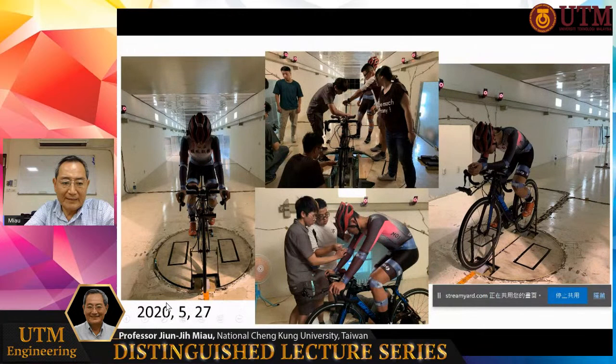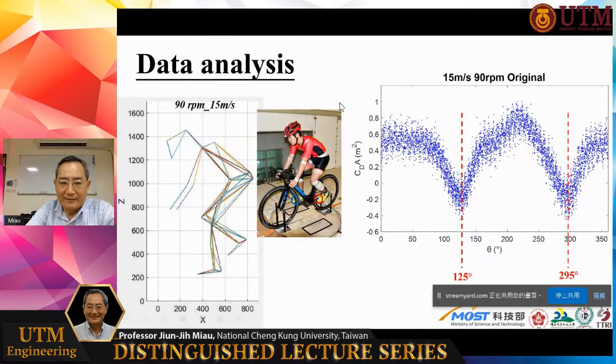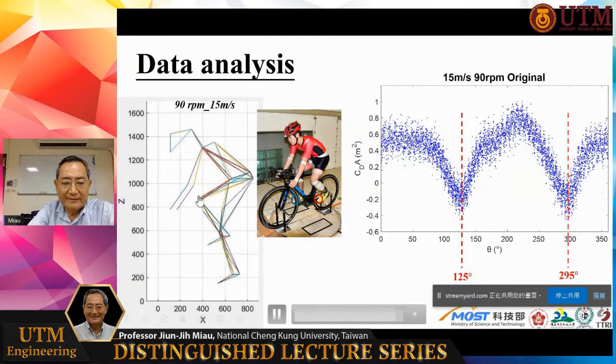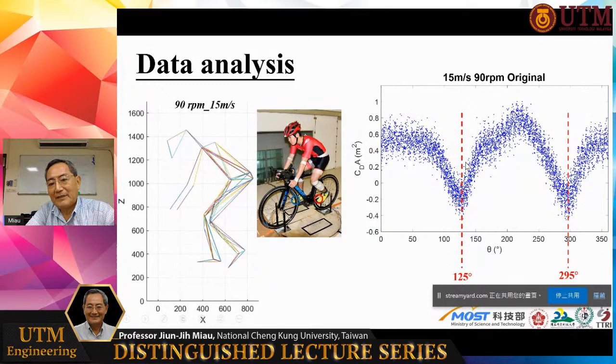So this was done early this year in May. You can see that for this kind of test, we need a lot of assistance. All these are my students and the students from my team members, other universities. So here shows a set of results. We recorded simultaneously the attitude of the model of the cyclist and at the same time we get this CdA, called a drag area value. We are able to get this CdA from this force measurement.